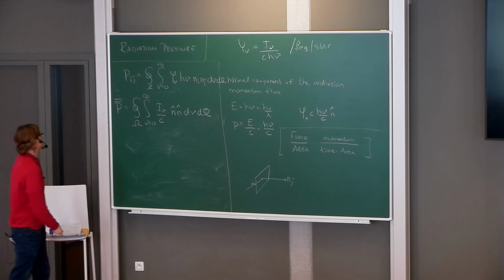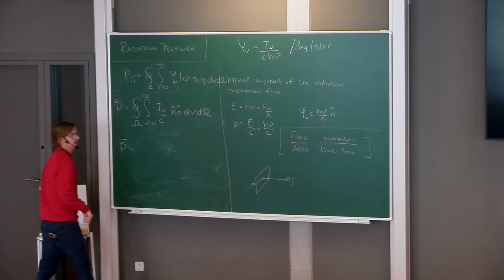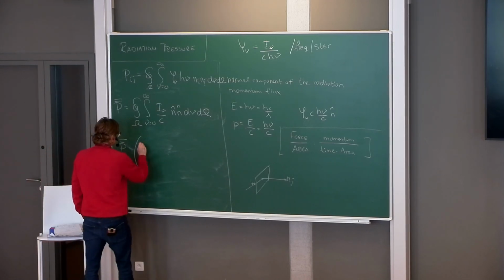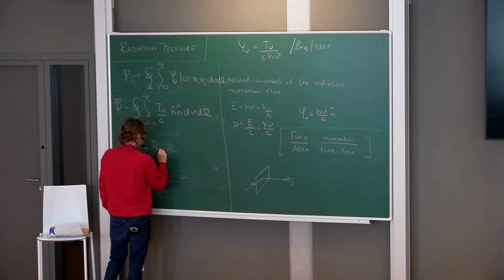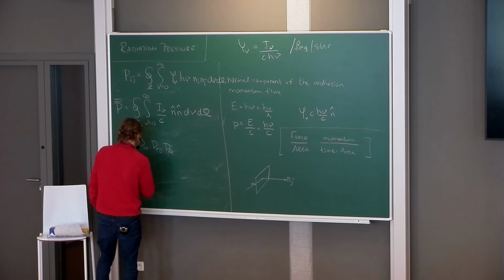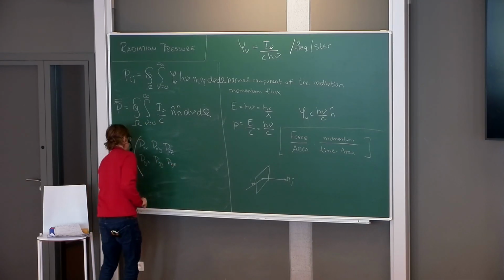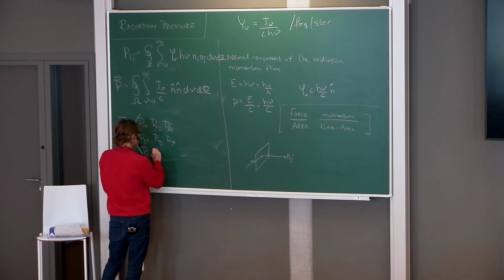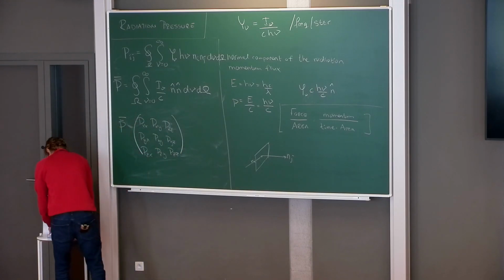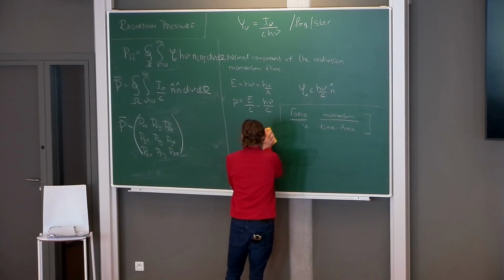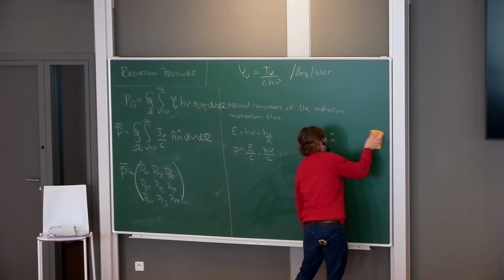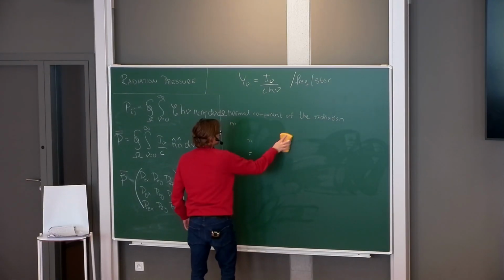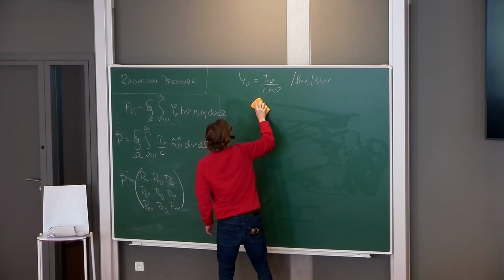Where, for example, if you put this on a Cartesian coordinate system, you will, of course, get p_xx, p_xy, p_xz, p_yx, p_yy, p_yz, p_zx, p_zy, p_zz. So, to get a little better feeling for this, we will discuss a couple of examples next.